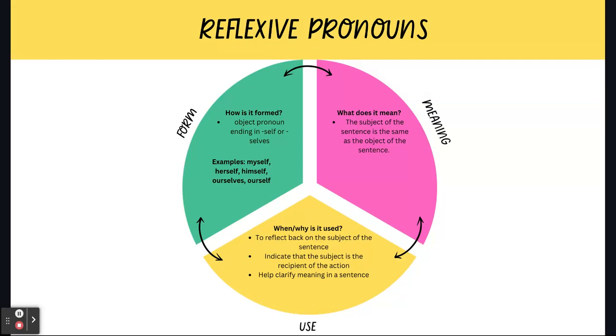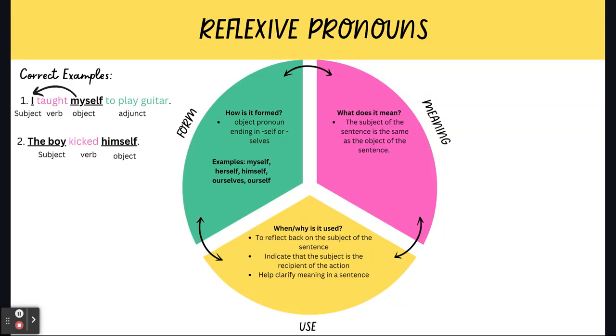So let's look at some examples. For example 1, I taught myself to play guitar. I and myself, those are related. I'm circling back to the subject of the sentence. I know I and myself means the same person. I understand that you are the one learning to play guitar. Myself, I'm the one learning to play guitar. So the meaning in this sentence is clear.